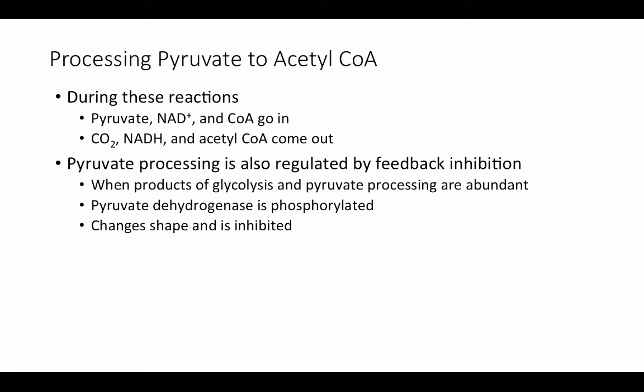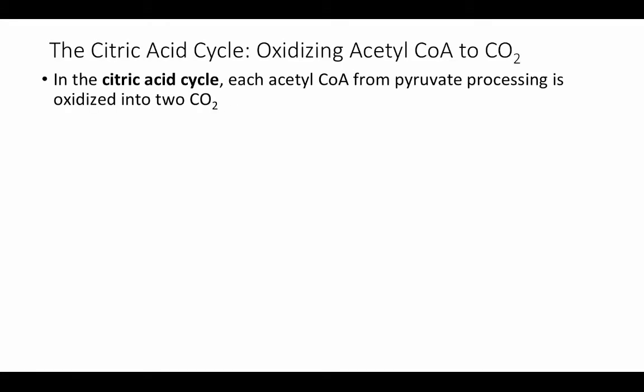So this whole pyruvate processing is also regulated by feedback inhibition, just as we saw with glycolysis. So when the products of glycolysis and pyruvate processing are abundant, one of the key enzymes that run the pyruvate processing is going to be phosphorylated. It's going to change its shape and be inhibited. So now our carbons, now in the form of acetyl-CoA, are going to go and enter the citric acid cycle.